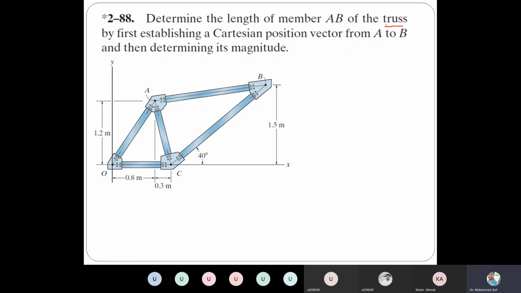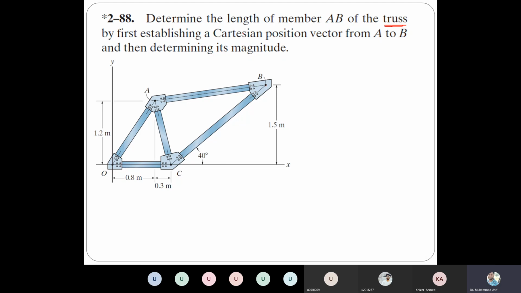Now, the word truss means if you have different frames and you connect them with brackets, this structure is called a truss. Normally you will see this type of structure on bridges or on the roof of any industry. You will see those trusses.